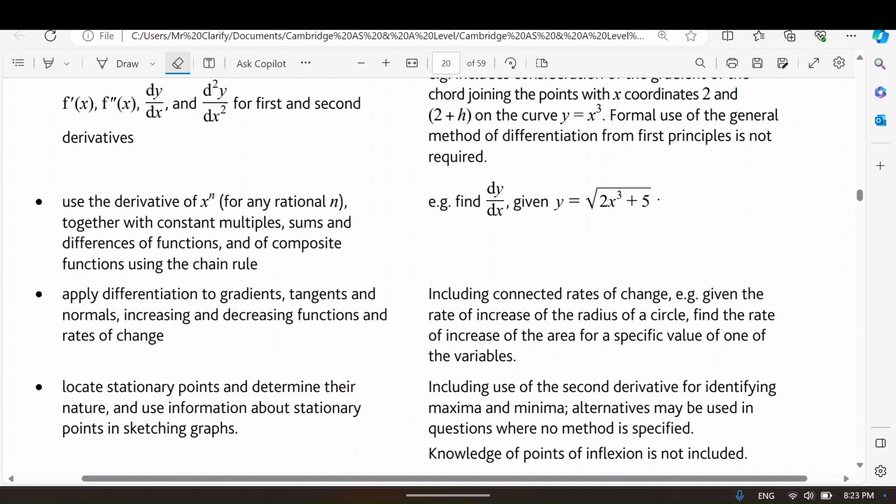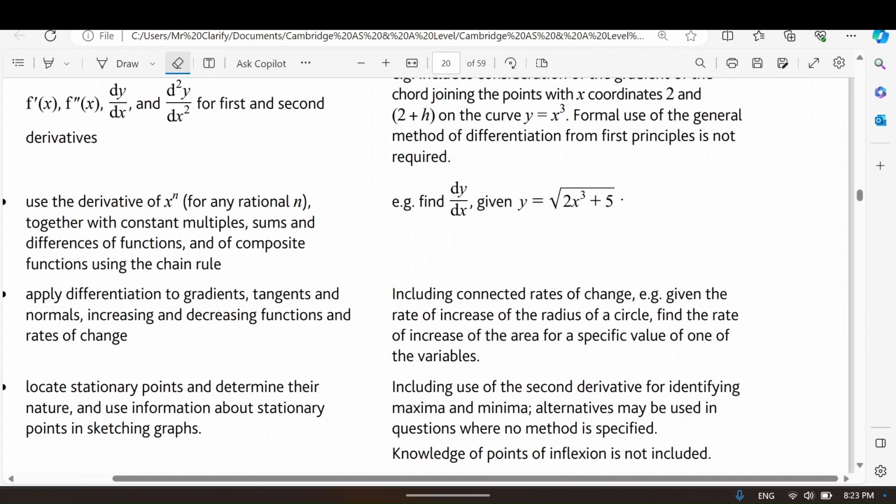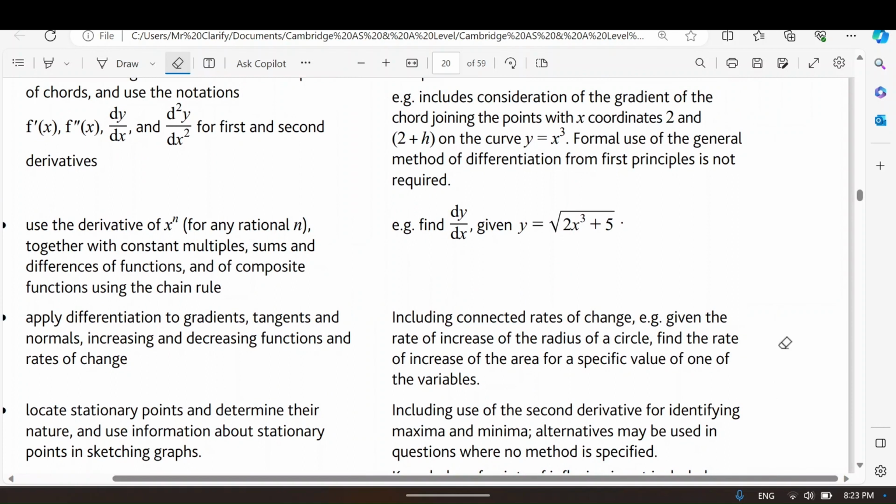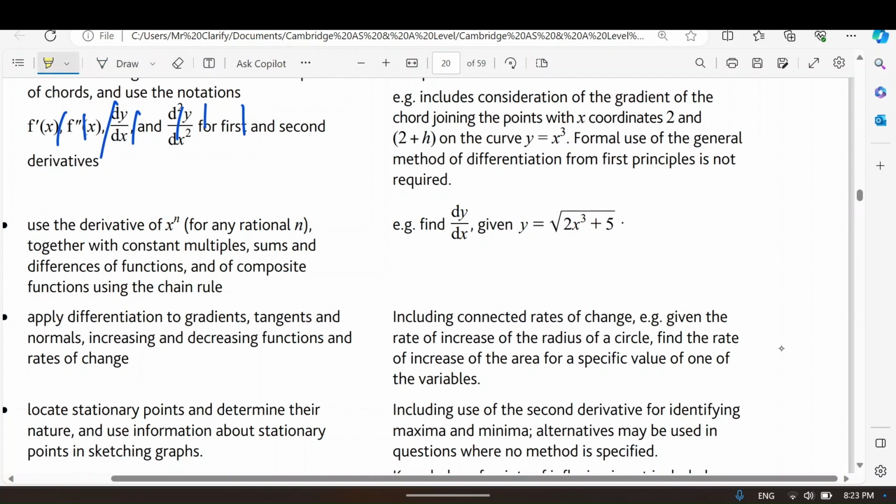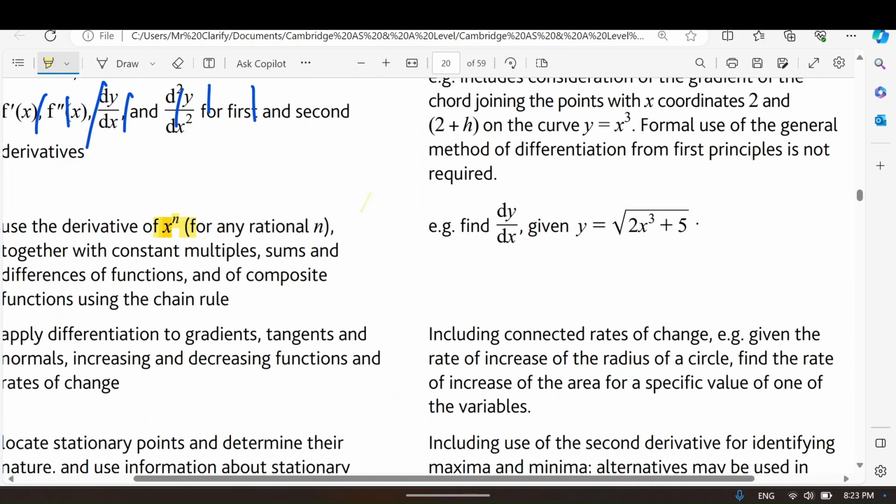This is the page that talks about it. If you look here, it says notations. This part is notations, which we have done: the notations, the first and second derivatives, we've seen them. Now here we are at the rules. The next thing, it says use the derivative of x to the power of n. This is the power rule, so you must know the power rule, for any rational n, whatever it means.